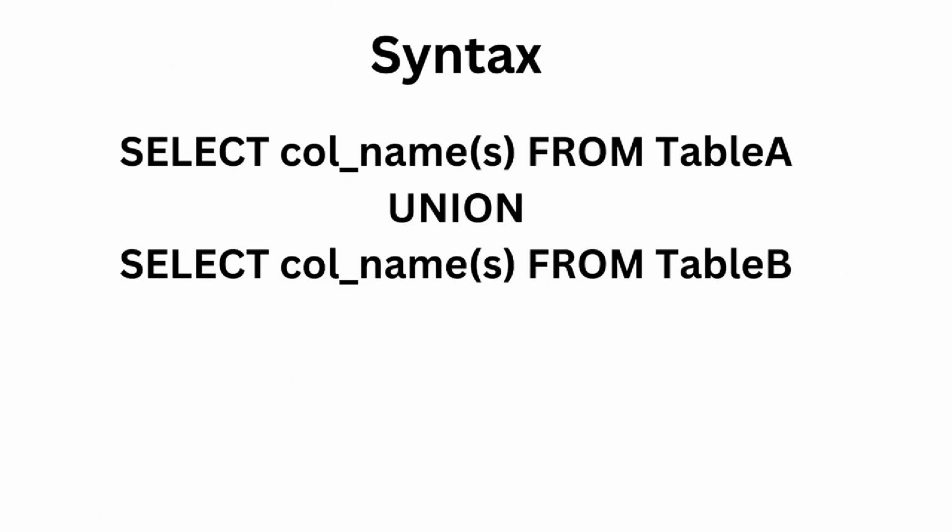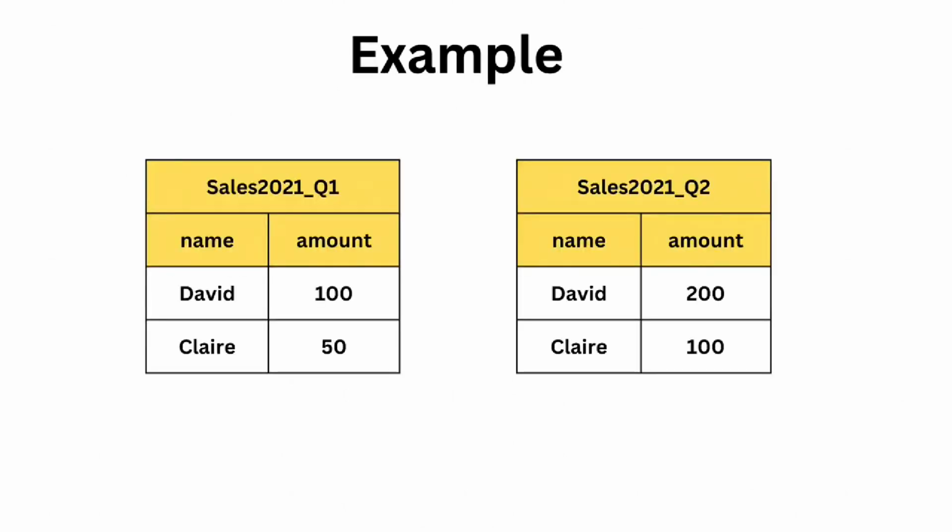You have your first select statement, and then you have a union with another select statement. Something to keep in mind is that these should be logical and they should match up in a way that you can stack the results right on top of another. Let's go through a simple example.